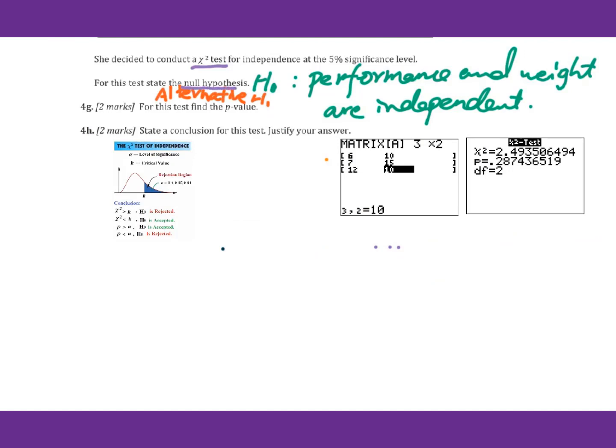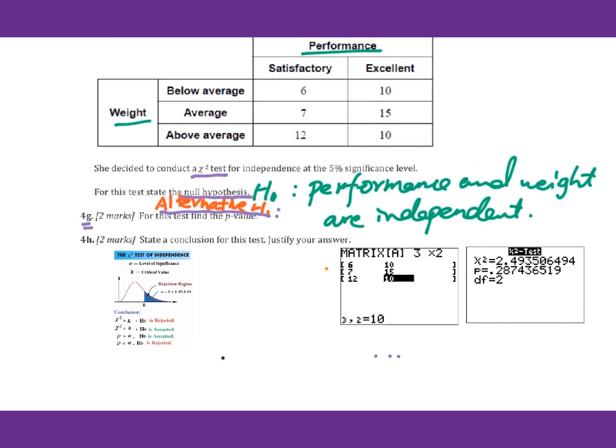Compared to the null hypothesis, we have the alternative hypothesis H1. If asked about the alternative hypothesis statement H1, you will say performance and weight are not independent. For 4G, for this test, find the p-value. So we put the table into this matrix, 3 rows and 2 columns. Then we go to chi-square test. You will get the p-value 0.287.